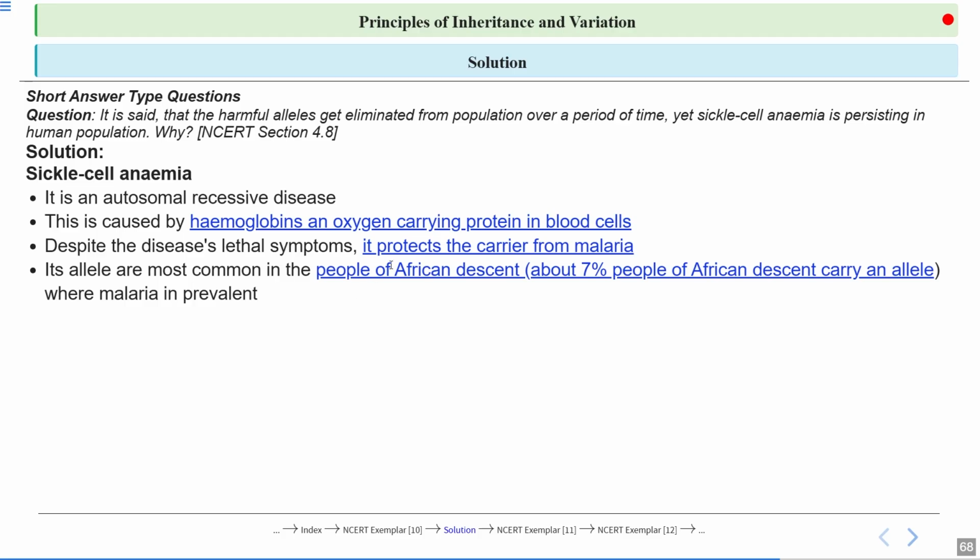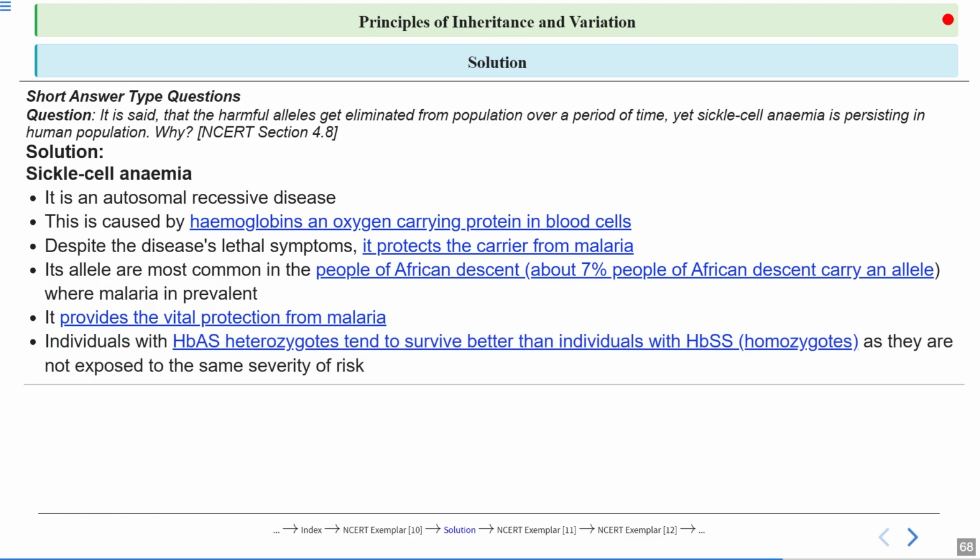This allele is most common in people of African descent, and in that region, malaria is quite prevalent. So the malarial pathogen cannot grow or replicate in the sickle cell shaped RBCs. Clear? So they don't get malaria. So it provides protection from malaria. Individuals with HbA HbS heterozygotes tend to survive better than individuals with HbS HbS homozygotes. Clear?